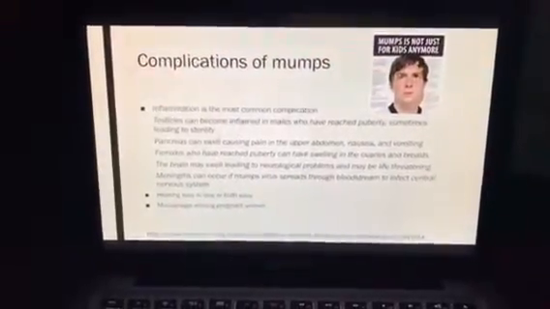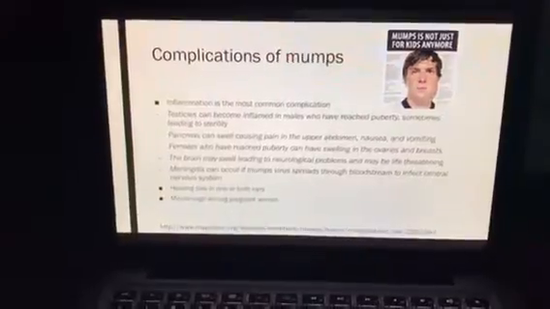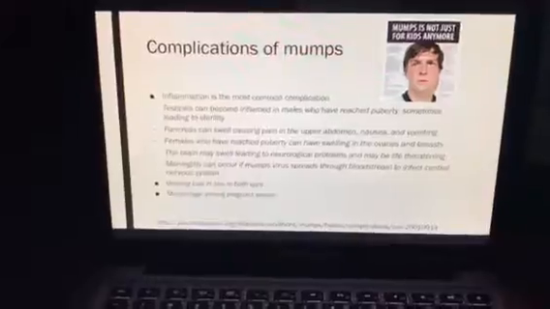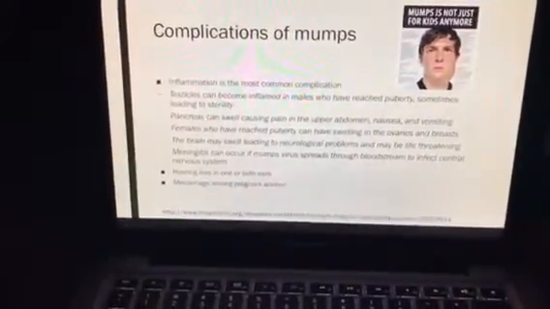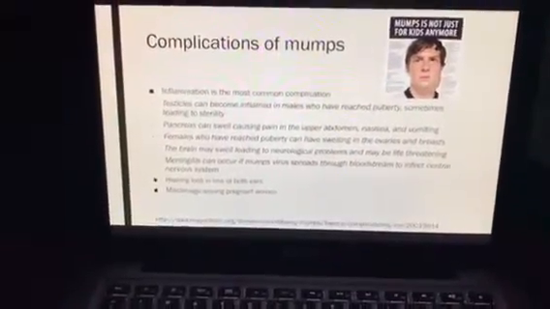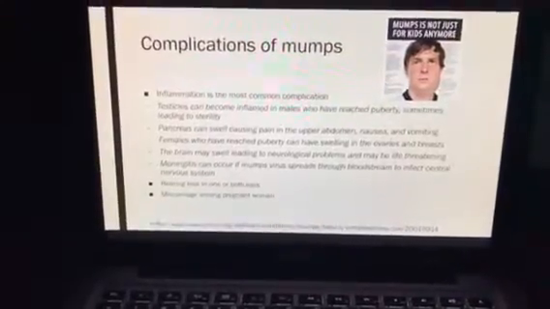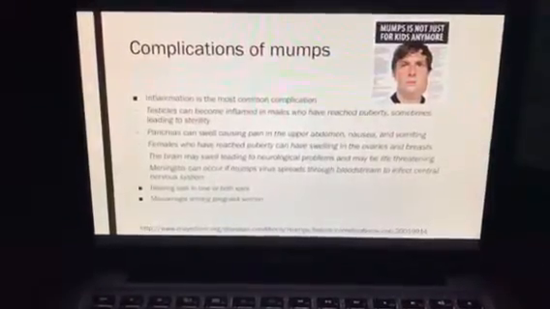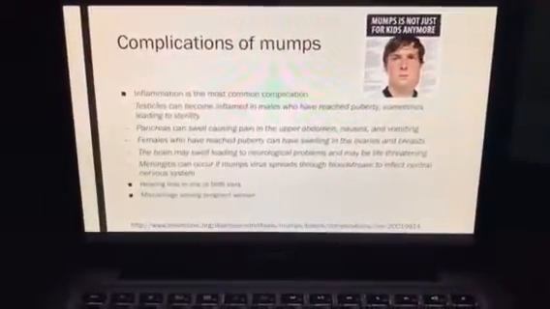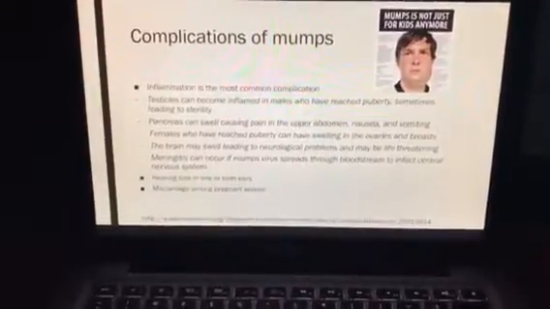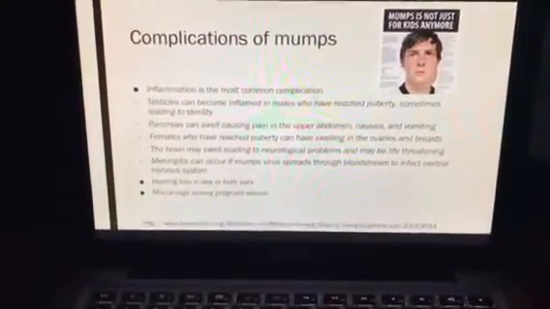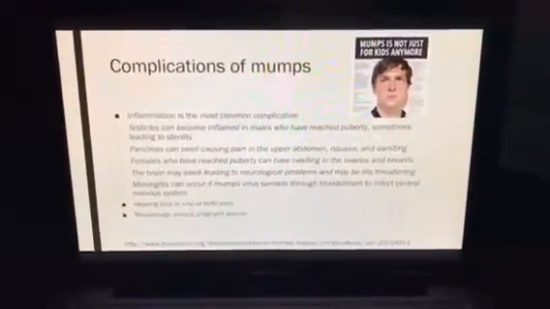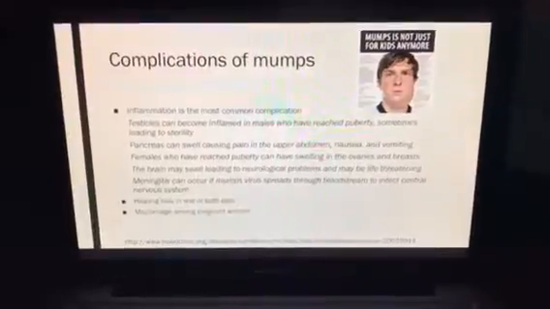Some complications of mumps include, the most common is inflammation, and it can be inflammation in multiple areas of the body. Testicles in males who have gone through puberty can sometimes become inflamed, and if not treated, that can lead to sterility. The pancreas can also swell, causing pain in the upper abdomen, which will also cause some nausea and vomiting. Females who've reached puberty can have swelling in the ovaries and breast, which is more rare, but it can also lead to sterility if not treated.